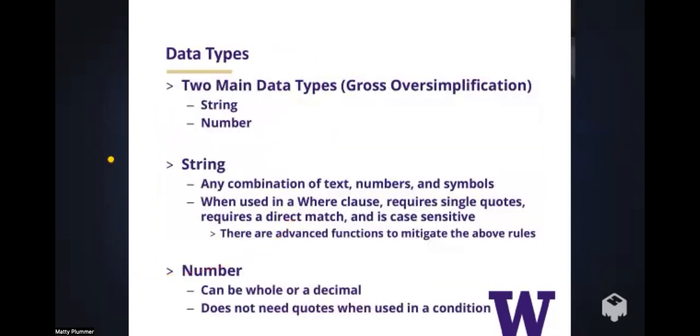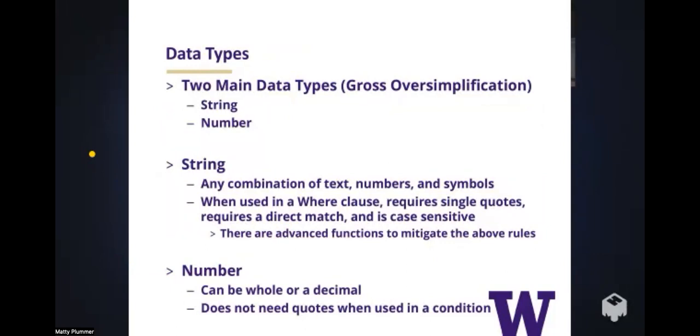And if there weren't single quotes there, your query would fail. You would have no results. And it comes down to the data type. So it's very important to have awareness around the data types at a high level to understand how to design and develop your query. For the purpose of this exercise, we're going to say there are only two main data types. That's a gross oversimplification, but it'll work for us. We have a string and we have a number.